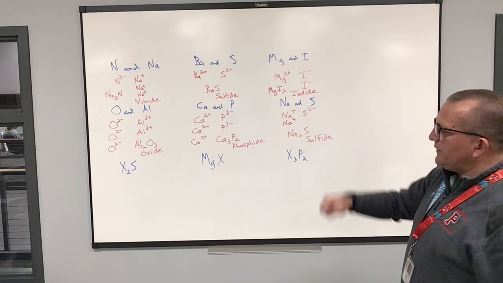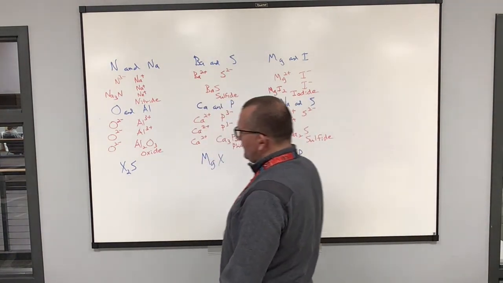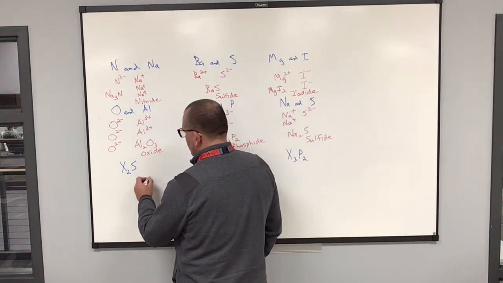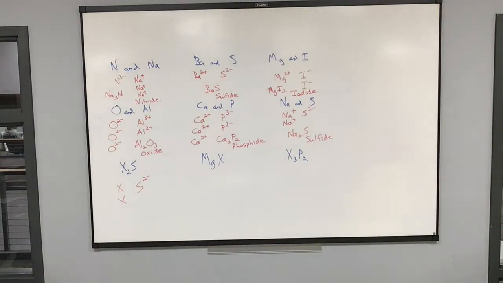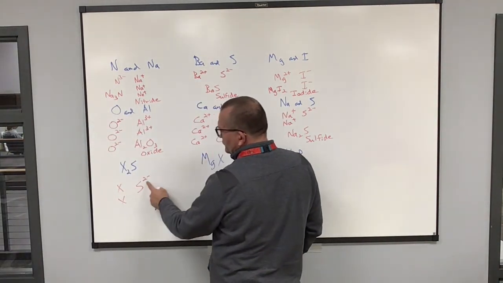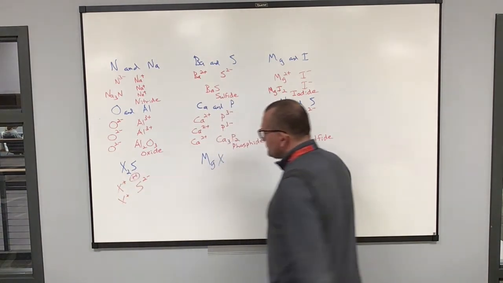Okay, so now for the bottom ones. So if we want to determine the charge on this, right? I know sulfur is -2. And there's 1 of them. There's 2 X's. Oh, lights went out. So knowing that, what does the charge on my X's have to be? Well, they have to total 2, but there's 2 of them. So each X has a positive 1 charge.